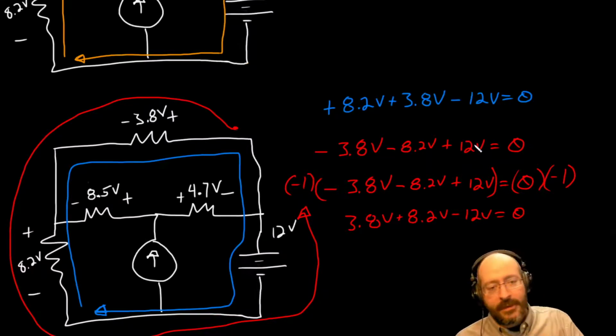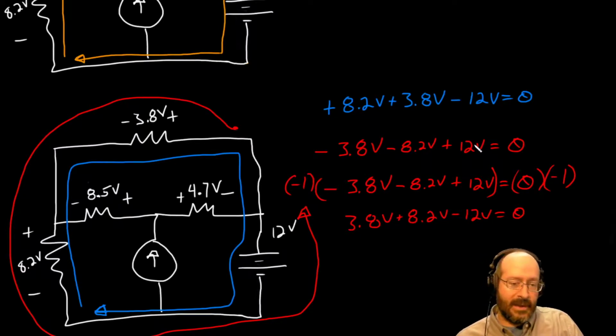So pick a direction, move in that direction, be consistent with how you treat your signs as you move across your components, and you're going to end up with an equivalent KVL. So as long as you're consistent, you're going to be okay.